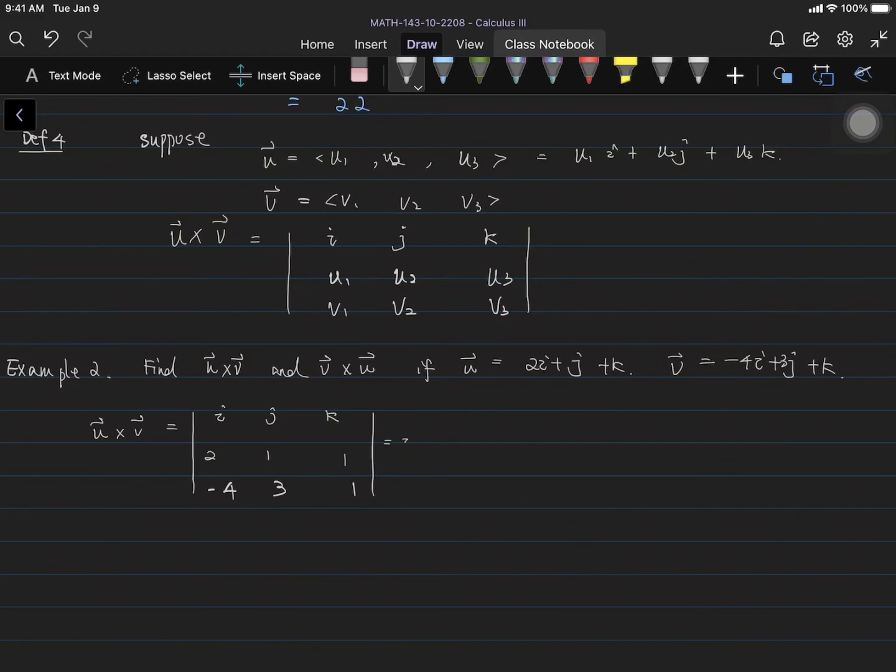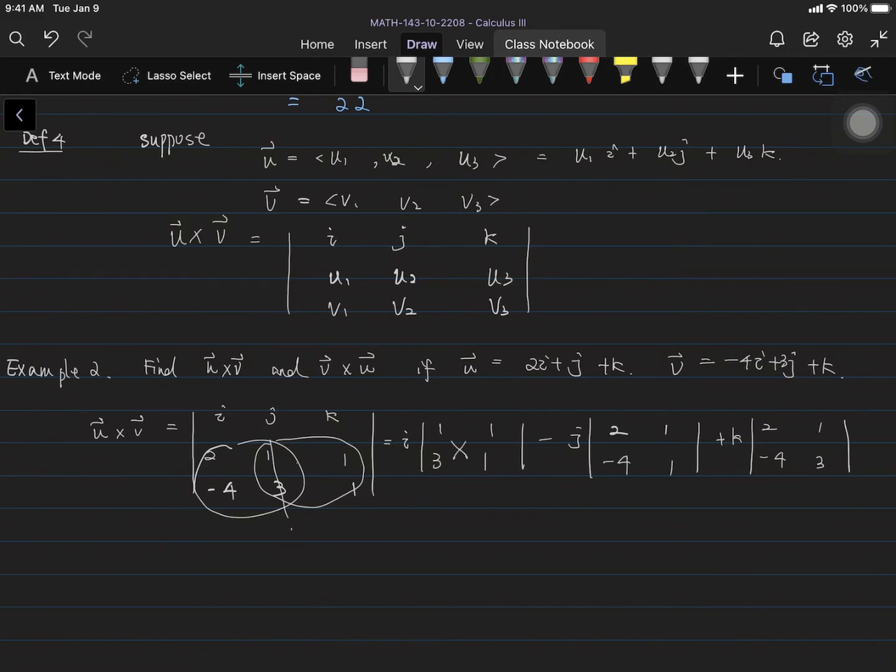Then I times that, minus J times a determinant of order 2, plus K times a determinant of order 2. So now let's take a look. I times what? It's 1, 1, 3, 1. Okay, for the K, that is 2, 1, negative 4, 3. For the J, just cross that one out, so it should be 2, 1, negative 4, 1.